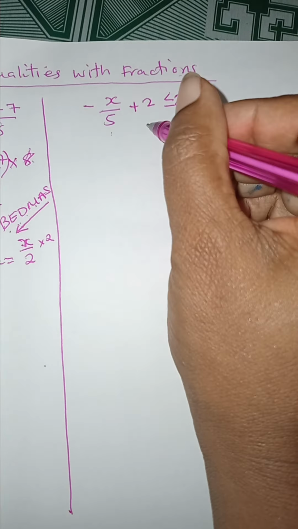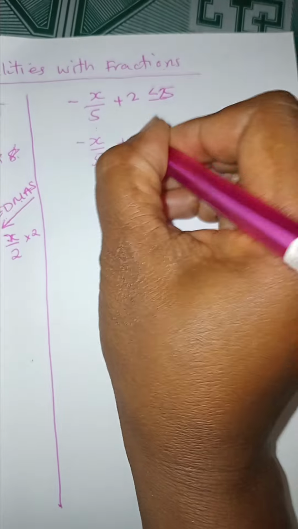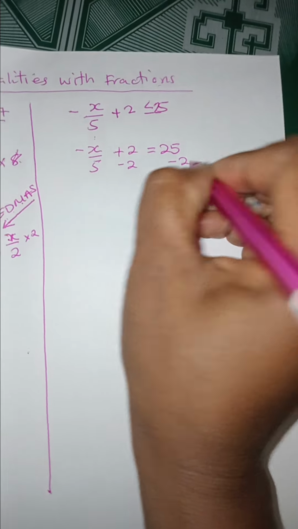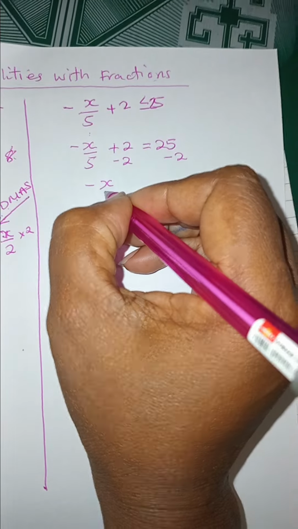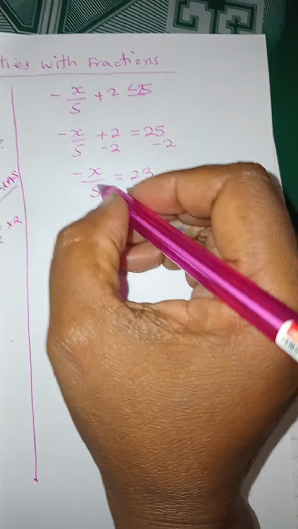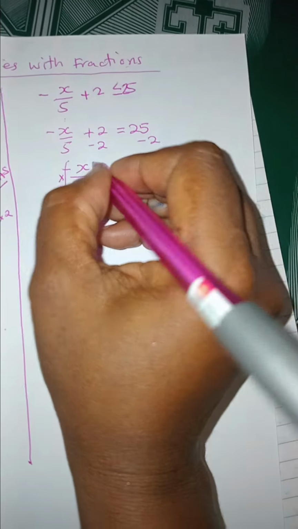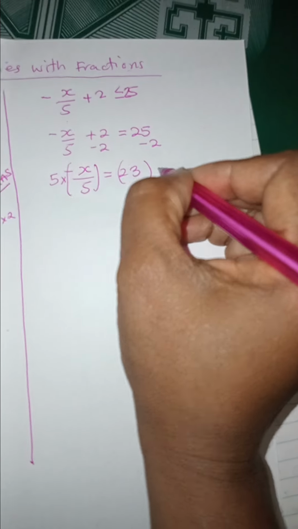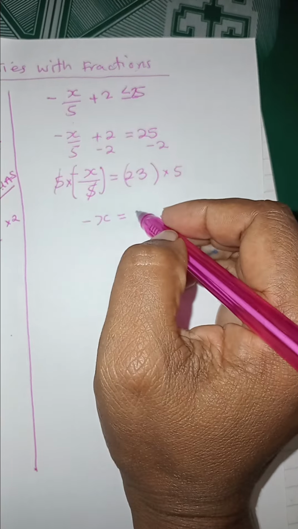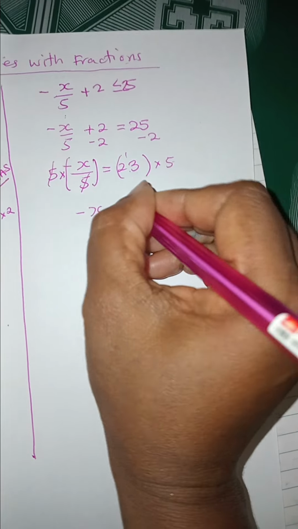So we minus 2 on both sides. Well, first of all, we change the inequality sign to an equal sign, and then we remove the 2, minus 2 on both sides, and so we have negative x over 5 is equal to 23. And then since negative x is divided by 5, we multiply both sides of the equation by 5. These two will cancel out, leaving us with negative x equals, what's 5 times 23? That's a 15, carry 1, that's a 10, plus 1 is 11.